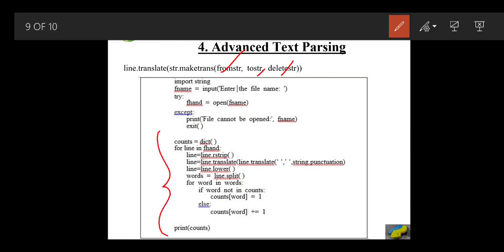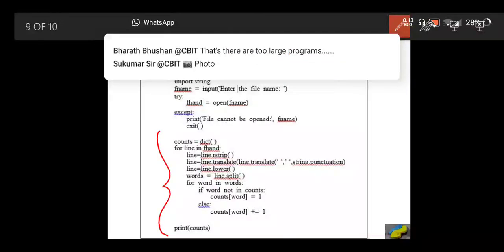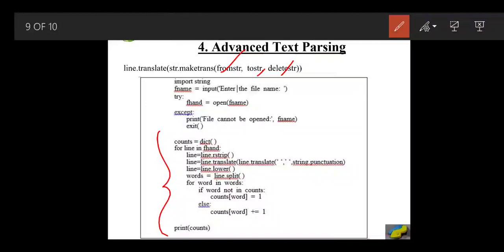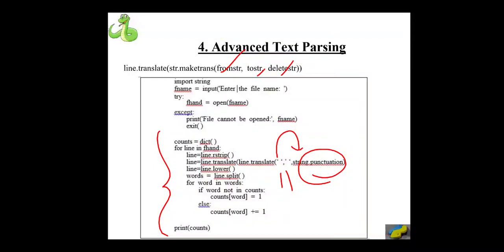See, the same thing we have written here, only here you have added a function called line dot translate, because line is a variable, again line dot translate. You are using the function. I'm using only empty single quotes, meaning you don't want to change anything to anything, you just want to delete the punctuation. So you give string dot punctuation. This is called advanced text parsing.